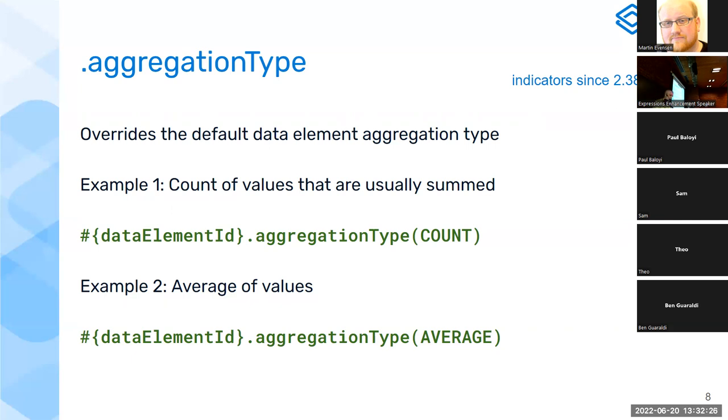For program indicators, the question is: you have been able to count by using a D2 function for quite some time in program indicators, but not some other things like first or last. Again, the program indicators and program rules have all these D2 functions. And if you have a use case, again, please tell us the use case. You're right, that currently can't be done with program indicators.